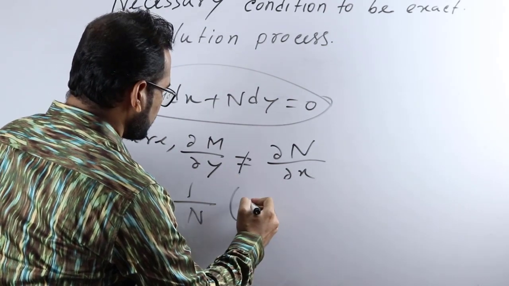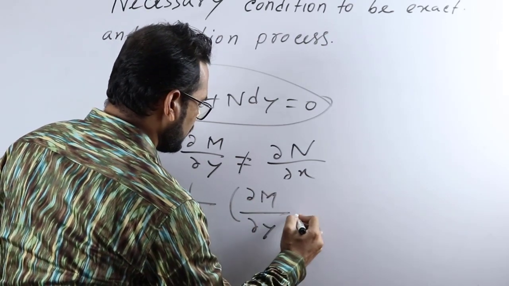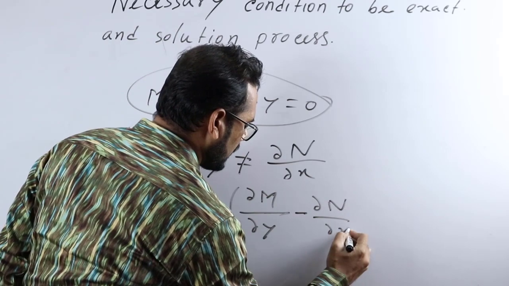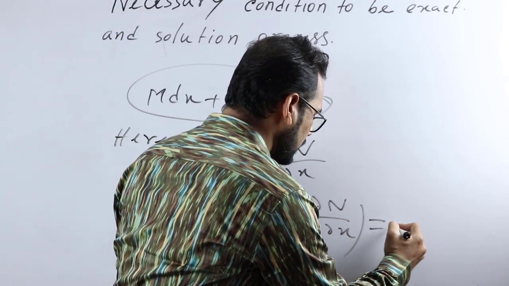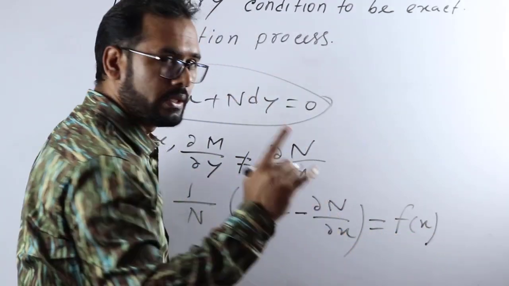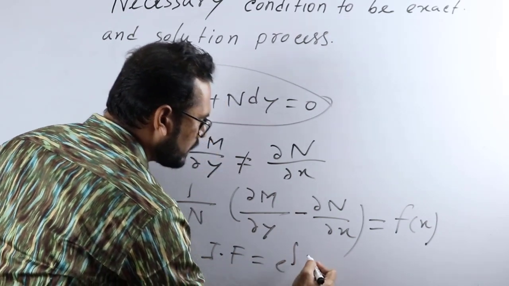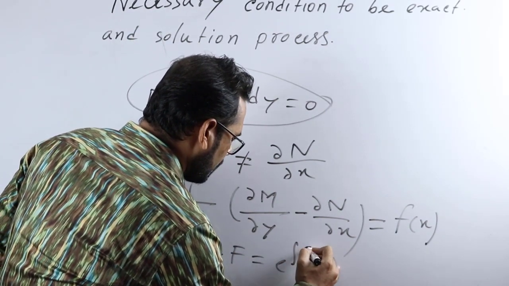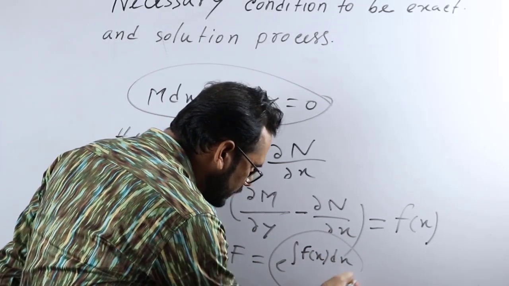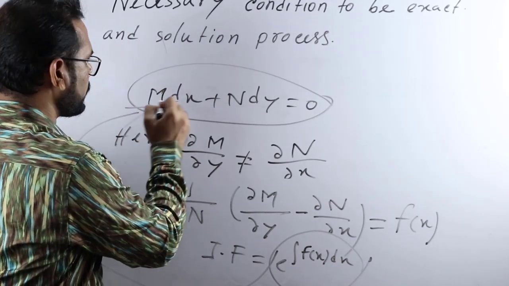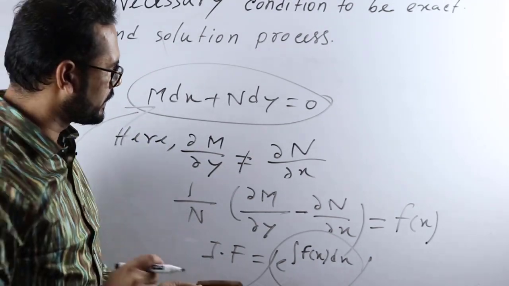times (del M by del y minus del N by del x) is only a function of x, then our integrating factor will be e to the power integral of f of x dx. After finding this integrating factor, we just multiply it with the equation and integrate. We will get our desired solution.